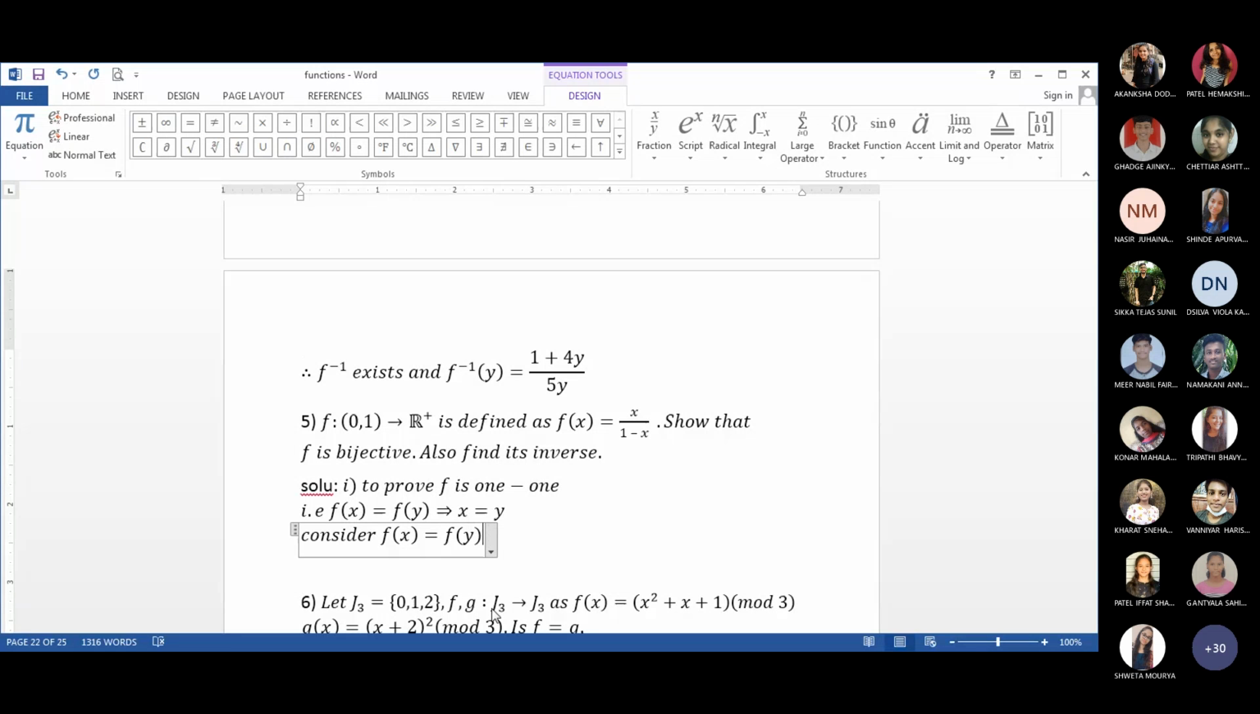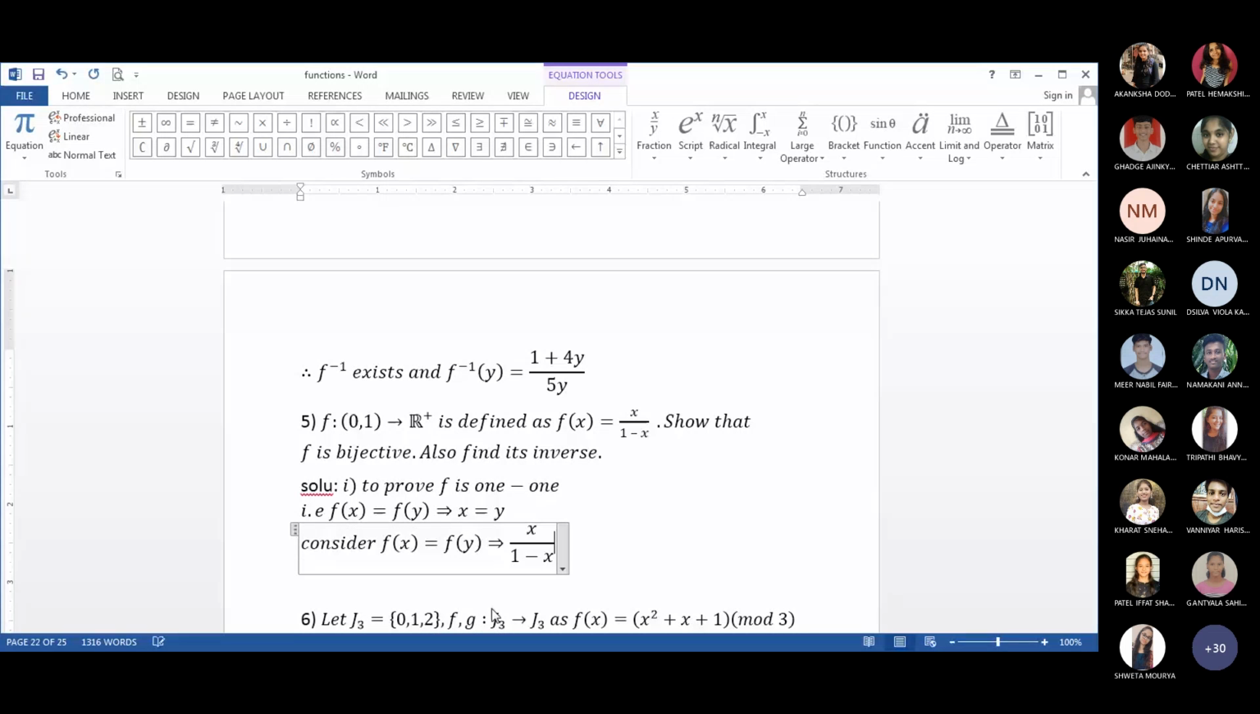Okay, f of x is equal to f of y. So what is f of x? x divided by 1 minus x. What is f of y? y divided by 1 minus y. So f of x is x upon 1 minus x, and f of y is y upon 1 minus y.